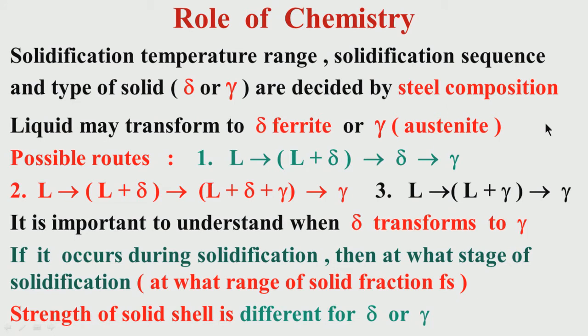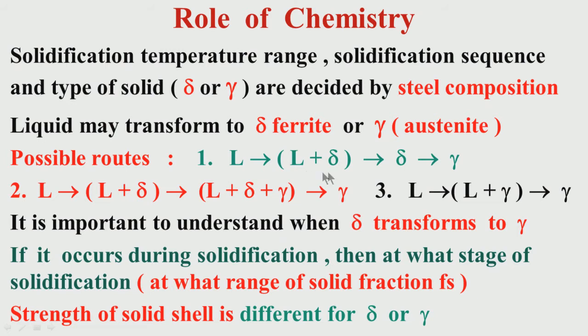For 0.05% of carbon, the solidification temperature is something, and when you go to 1% carbon, the solidification range is quite big, and the actual temperatures of solidus and liquidus are also relatively lower. So what is important is, with chemistry solidification temperatures are changing, liquidus temperatures are changing, solidification temperature range is changing, solidification sequence is changing. So these are very important to remember. Now what are the possible routes when you change the steel composition?